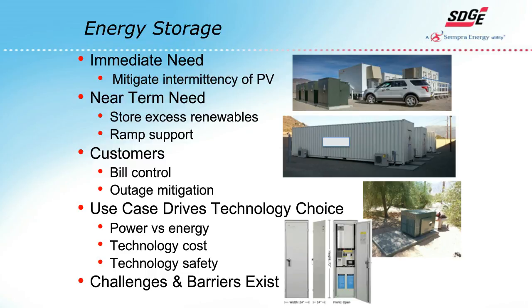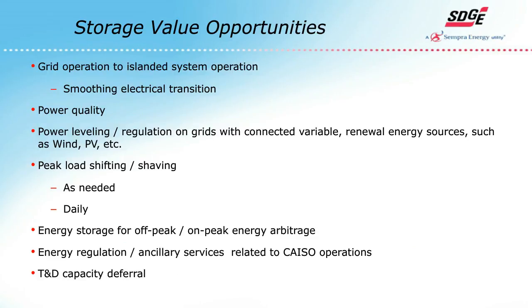So what do we see as the storage value opportunities? We see good operations, highlighted system operations, smoothing electrical transition, power quality, power leveling, peak load shifting or shaving. Storage for off-peak, on-peak energy arbitrage. When we get to negative pricing, arbitrage becomes a much more attractive enterprise. Then really regulation and ancillary services related to California ISO operations, and then the potential for T&D capacity deferral.